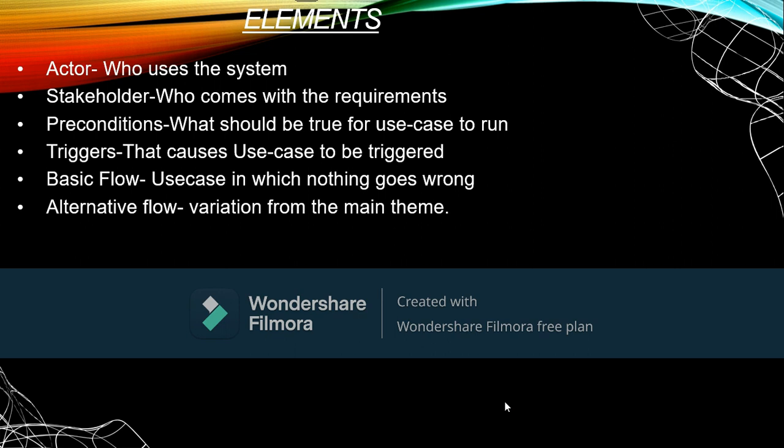Basic flow is where you are actually checking the normal flow that an application or a software should have. So that is the basic flow. Alternate flow is not the basic flow, but a variation from that, and that flow can have failures as well. So if you have a failure, then what is the flow that you are going to manage?